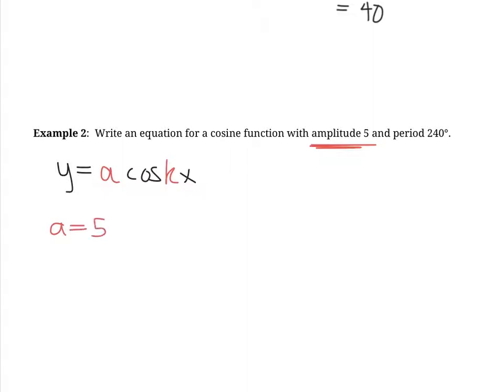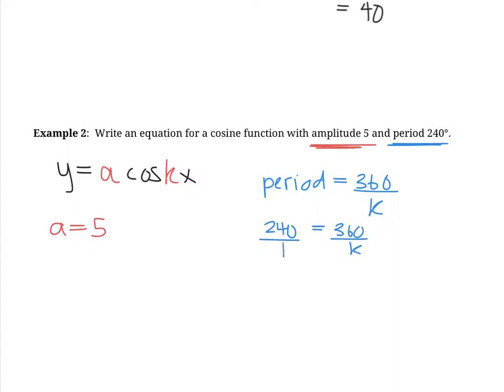So if our amplitude is 5, that's what we're given here, that implies that our A value is going to also equal 5. If our period is equal to 240, well, we know that our period originally is 360 degrees, and we're going to divide it by whatever our K value is. So if we know the period is 240, then we just have to solve for K. So we can either cross multiply here, or we can multiply by K on both sides, and we're going to be left with K is equal to 360 divided by 240, which means that our K value is equal to 1.5.